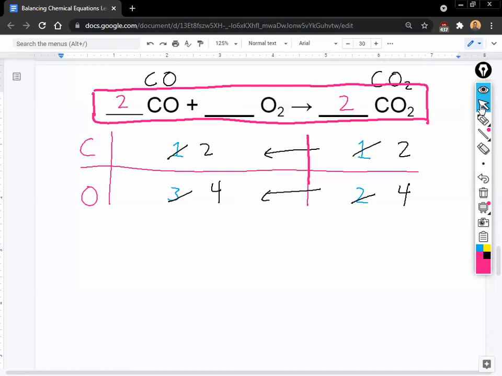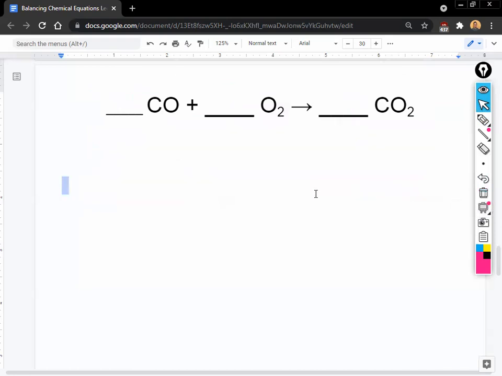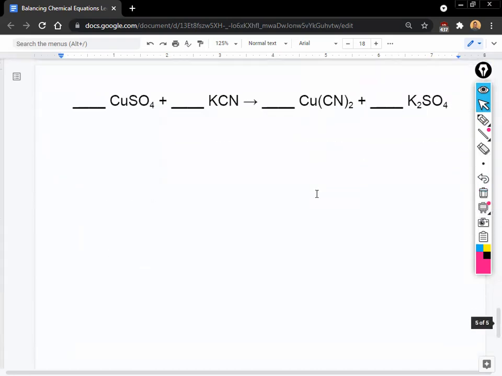All right. So we'll do one last example before I let you guys get started on the assignment. This one is a lot of counting, but it's not too hard in terms of the balancing, okay? So don't freak out when you see it. It's a big equation.